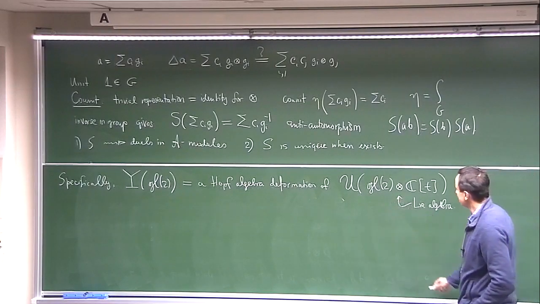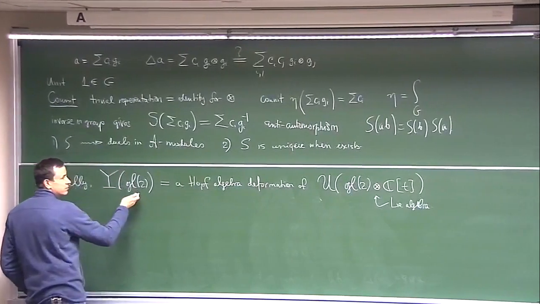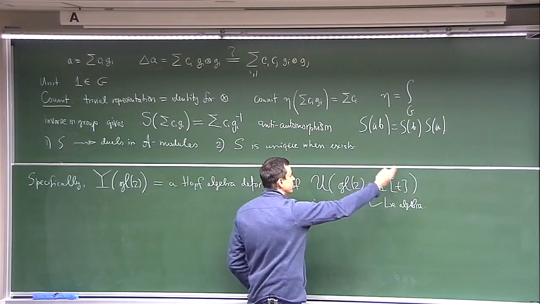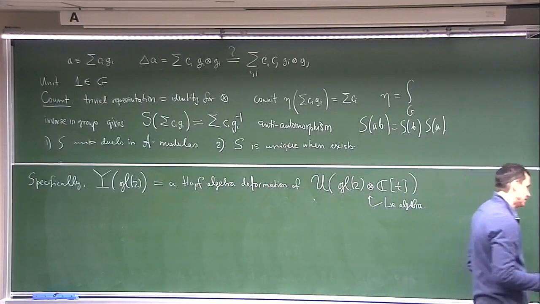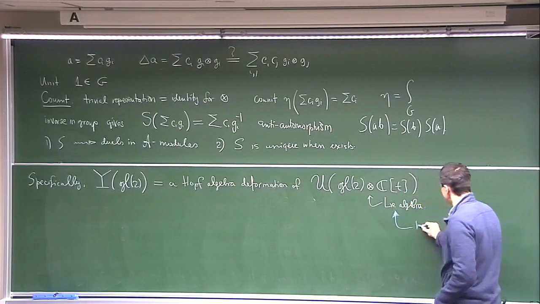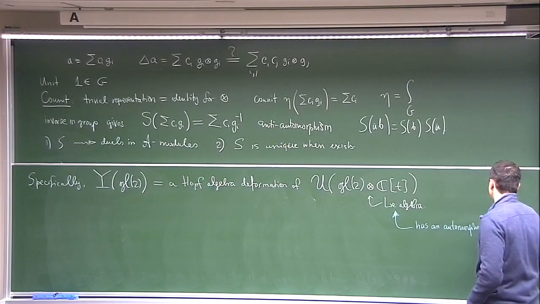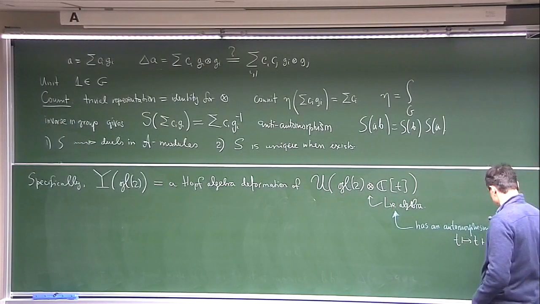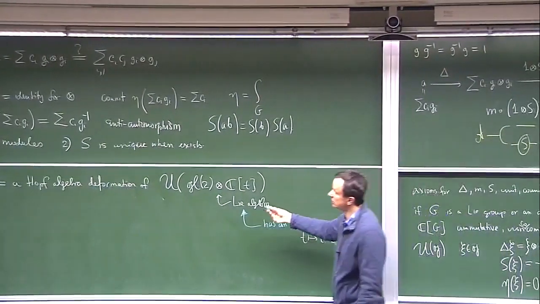Now, back to this example, the main example. More generally, you can take the Yangian of some Lie algebra. If you have a Lie algebra tensor polynomials in one variable, then you consider a Hopf algebra deformation of such a structure, and you'd call this a Yangian. A very important thing is that this has an automorphism. Namely, this is a function on a line, and the line itself has an automorphism, and that automorphism will persist to this quantum group.